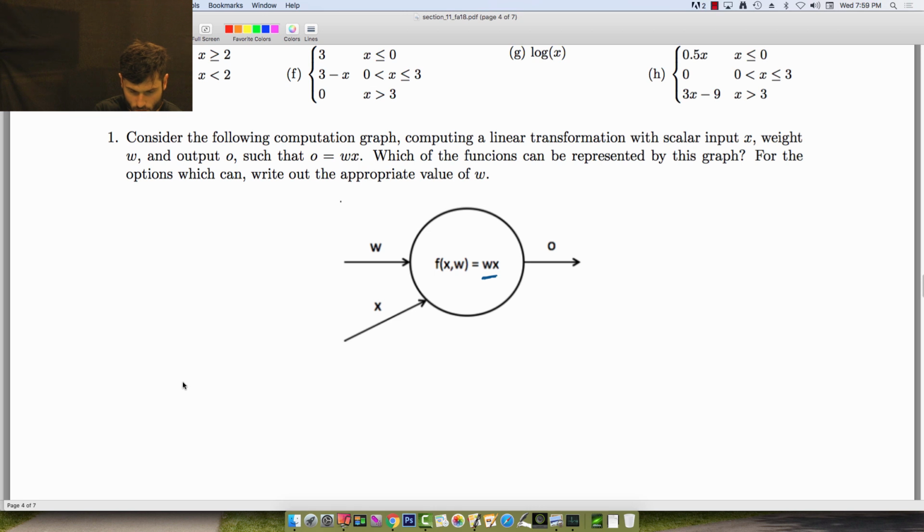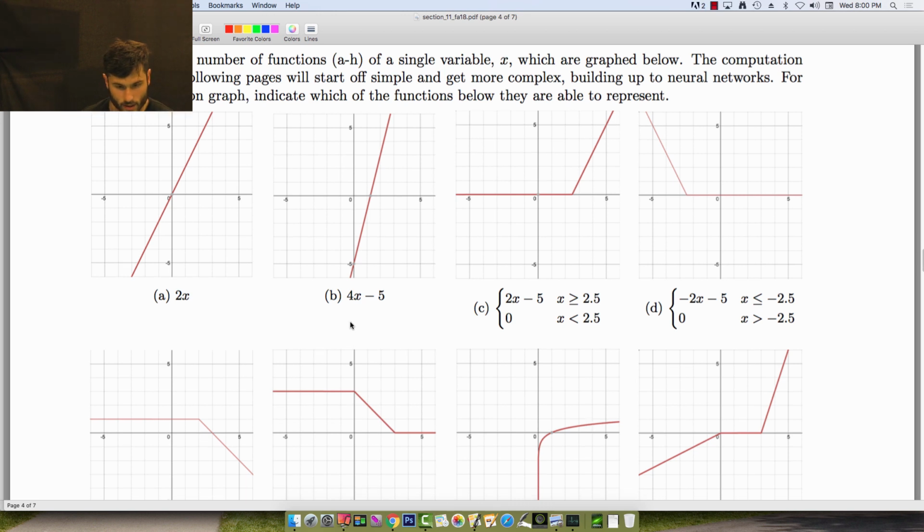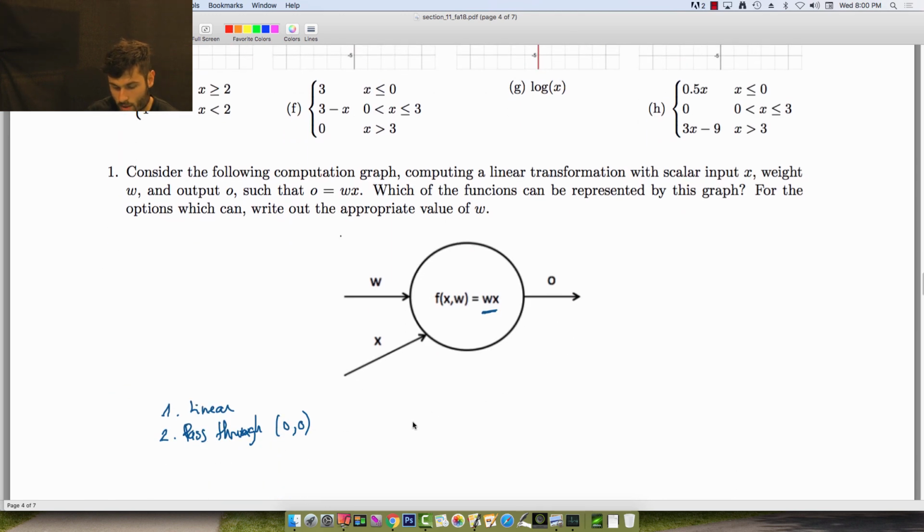So in this case our output has to be linear, and it has to pass through the origin 0, 0. If we take a look at all the graphs, the only graph that satisfies this relationship is A. So in this case, this neural network can just represent graph A.